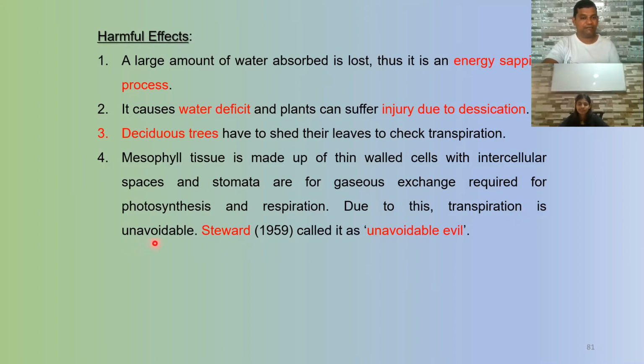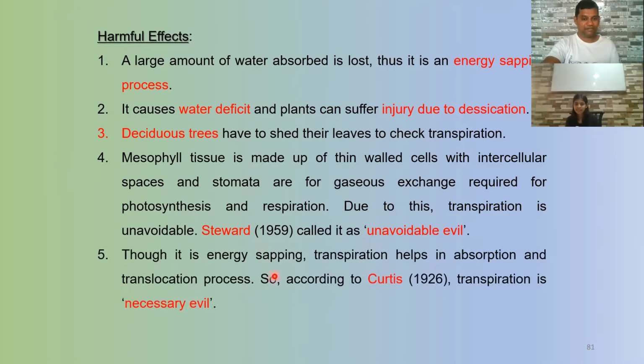Correct. Transpiration is unavoidable. As Steward in 1959 called it, unavoidable. Another person, Curtis in 1926, saw the positive side and said that transpiration also helps in absorption and translocation. So according to Curtis, transpiration is a necessary evil. Both can be said: it is necessary, and it is unavoidable.